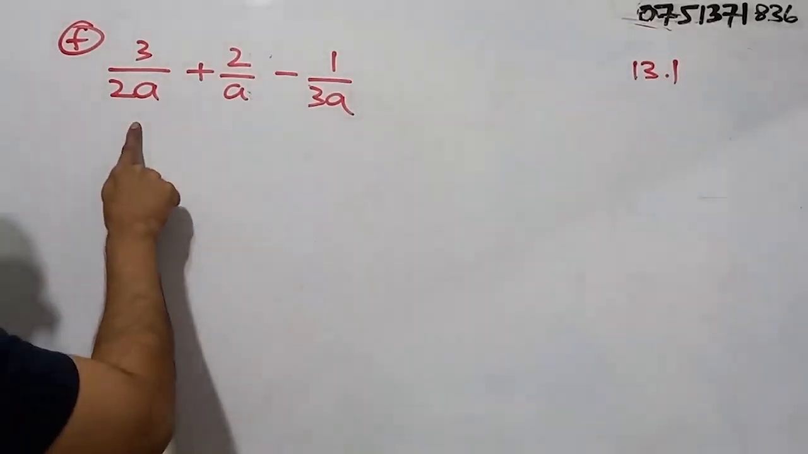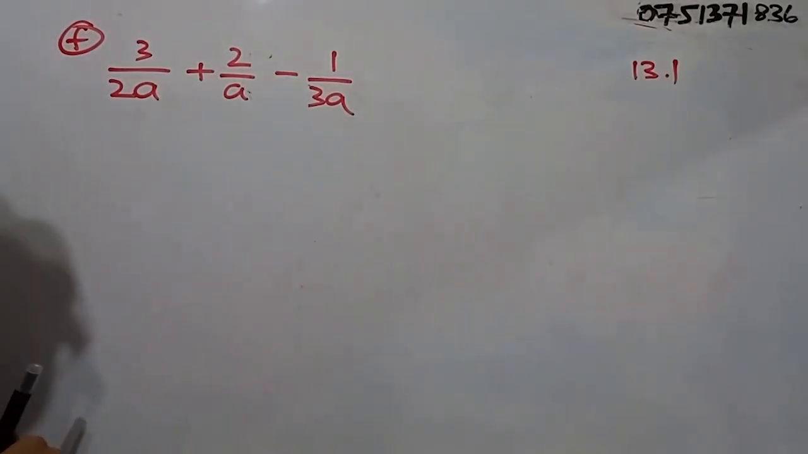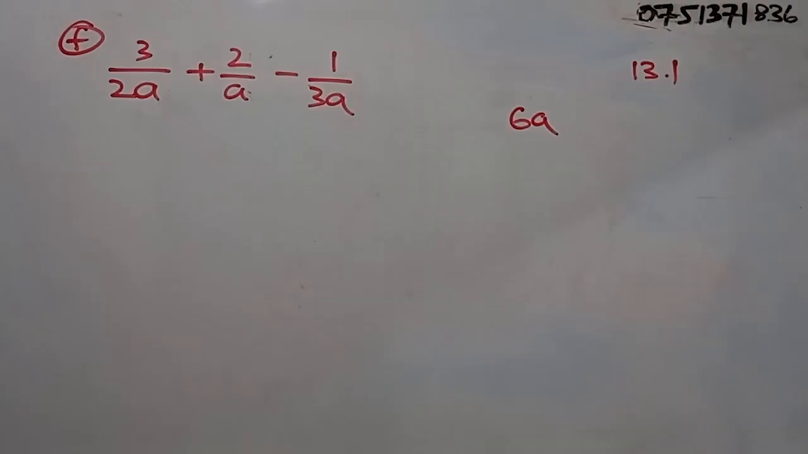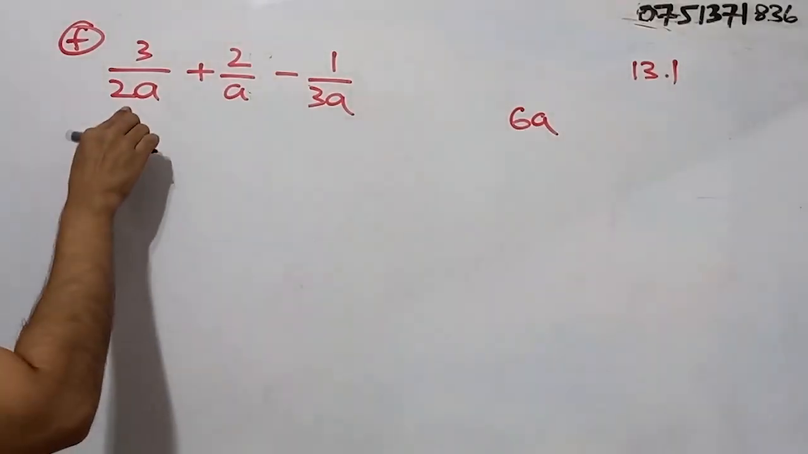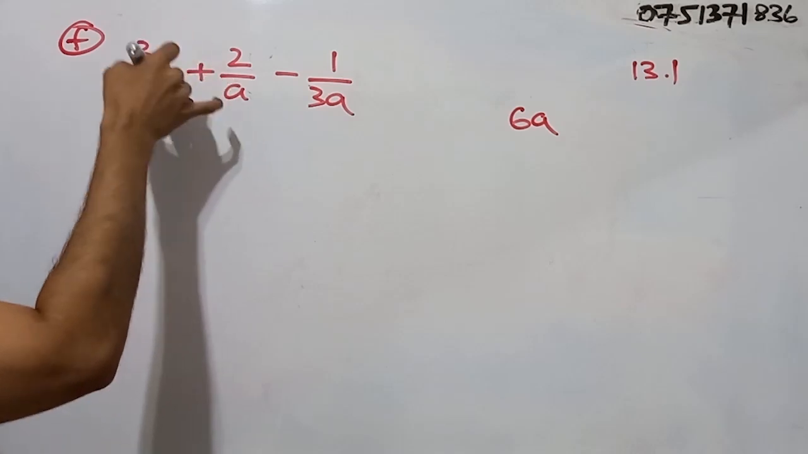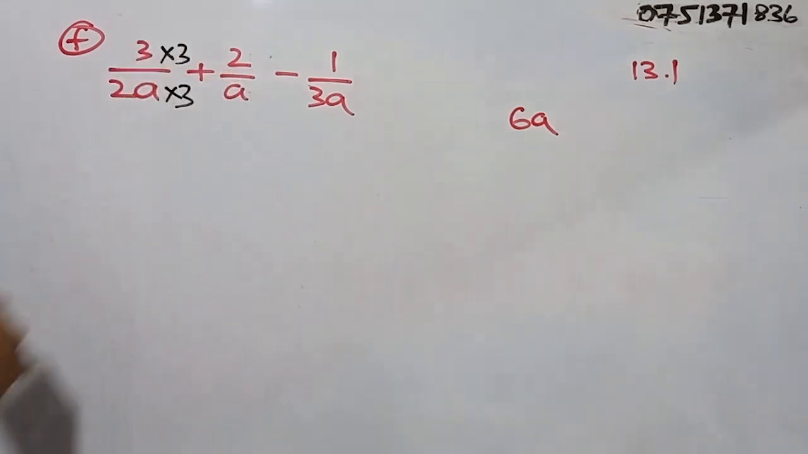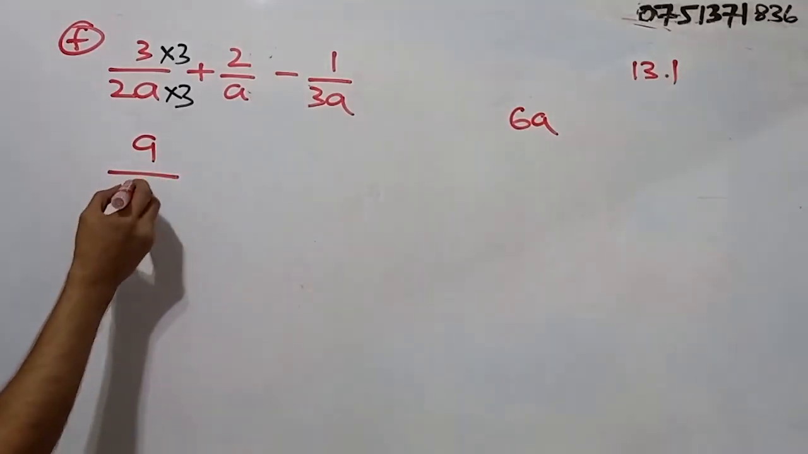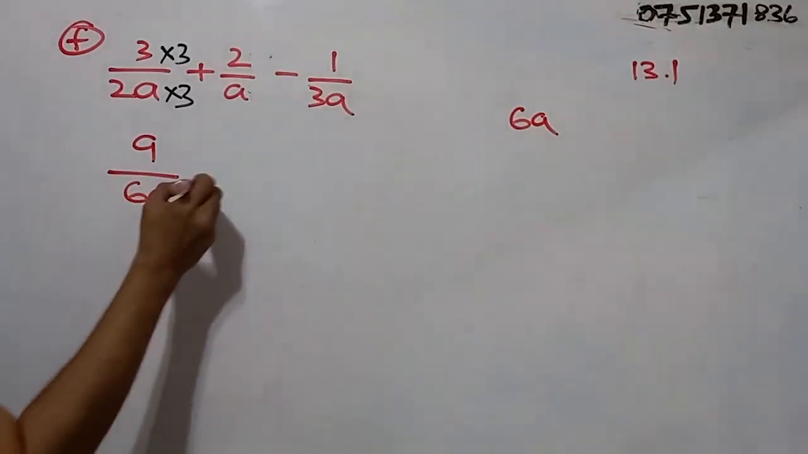Okay, next question. Here we have 3 denominators. So what should be the least common multiple? 6a. Okay. Now how do we convert this 2a into 6a? We multiply it by 3. Since we are multiplying the denominator, we multiply the numerator by 3 as well. 3 into 3, that is 9. 2a into 3, that is 6a.